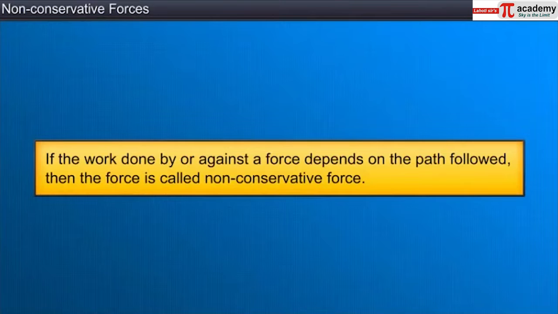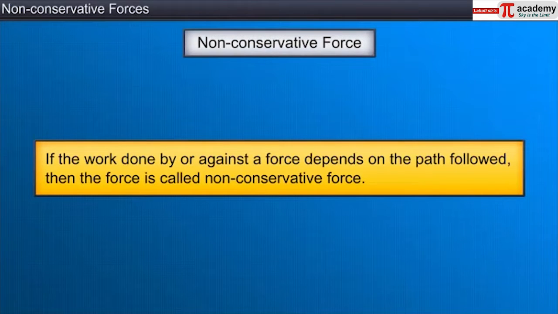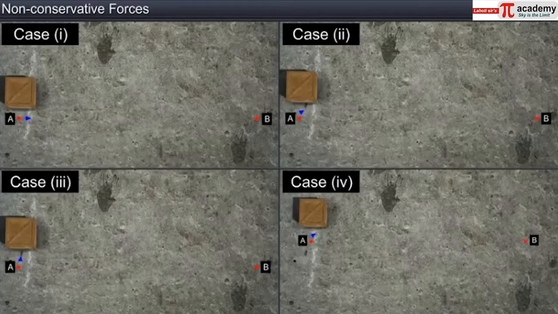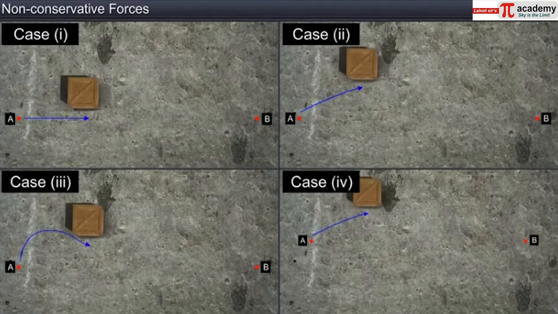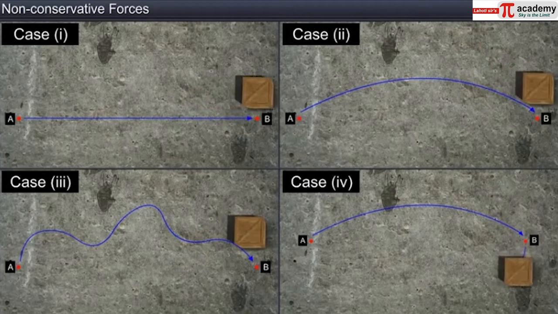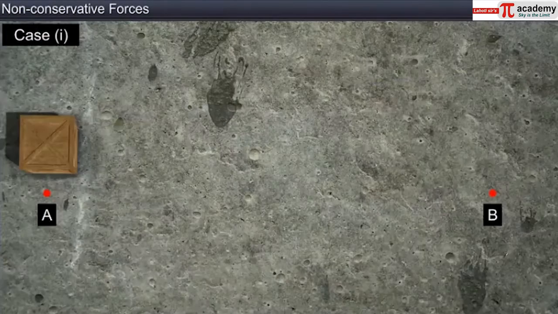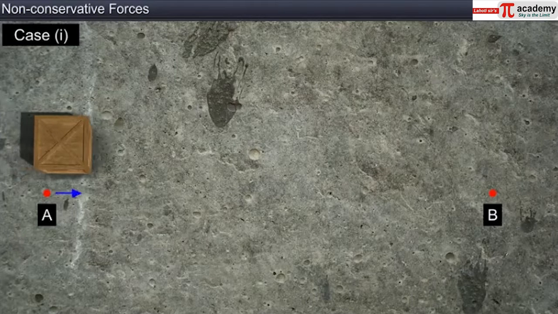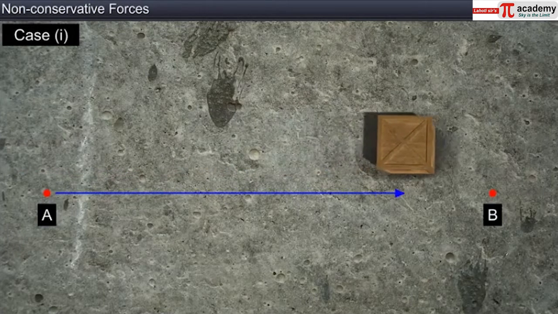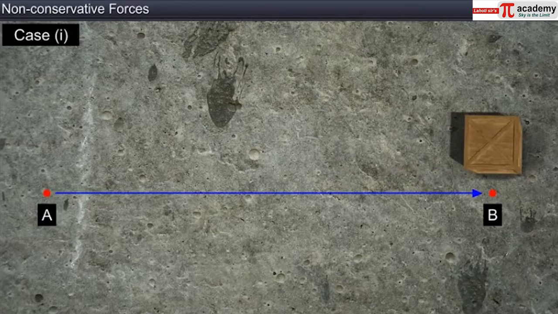By contrast, if the work done by or against a force depends on the path followed, then the force is called non-conservative force. To understand this further, let us study different cases where a wooden block moves from point A to point B along different paths on a rough surface. In the first case, the block moves along a straight path from point A to point B as shown here. Let the work done in moving the block against frictional force be W1.